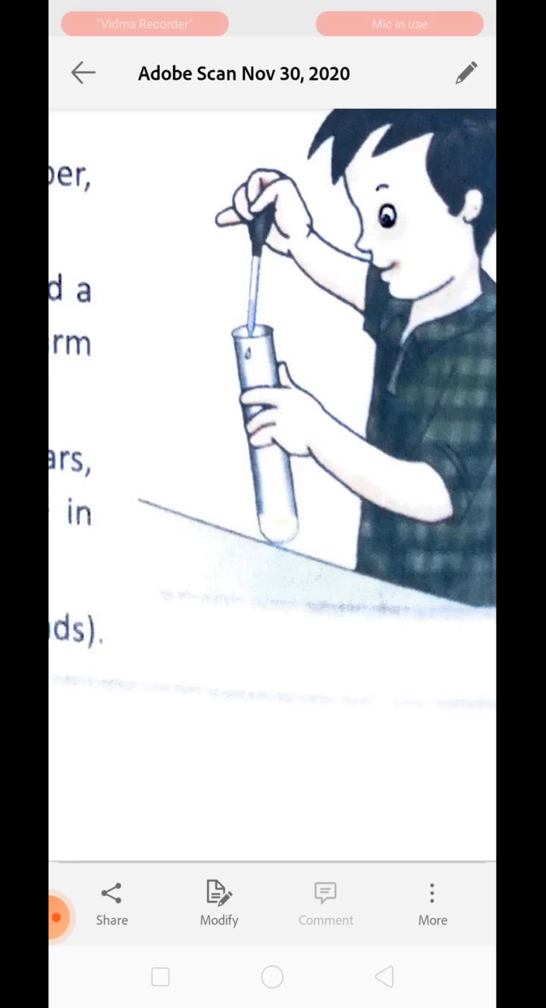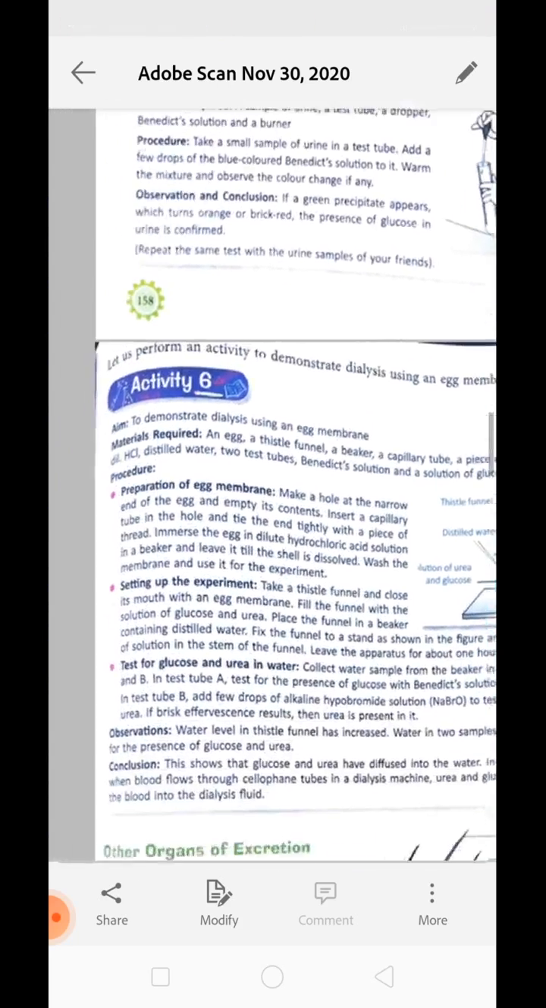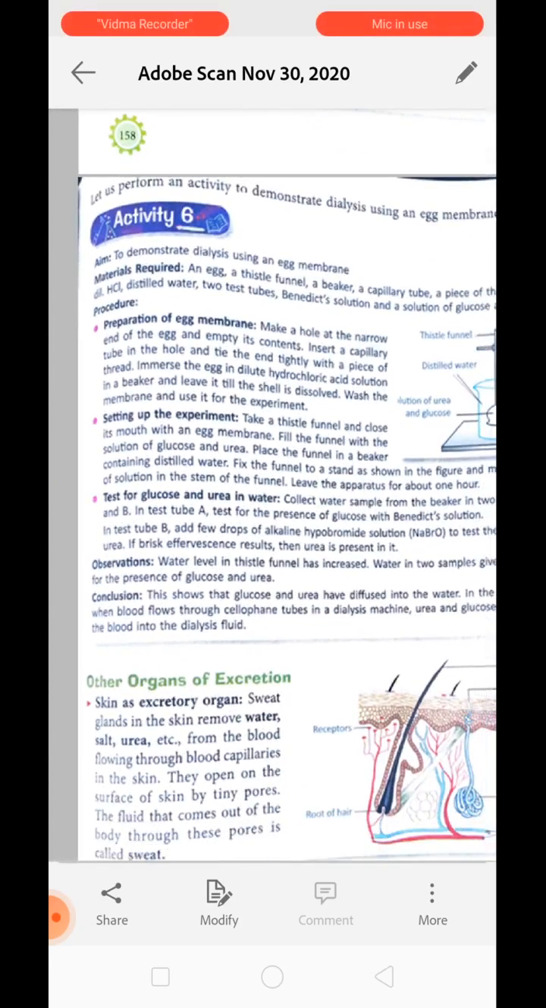If there is any color change, observe it carefully. Now observe, if a green precipitate appears which turns orange or brick red, the presence of glucose in the urine is confirmed. It means the person is suffering from diabetes. Clear? Now activity 6 is to demonstrate dialysis by using egg membrane.